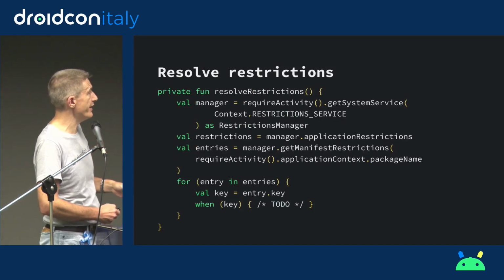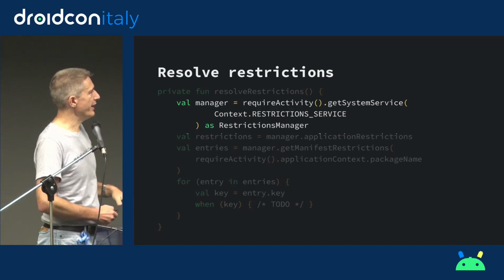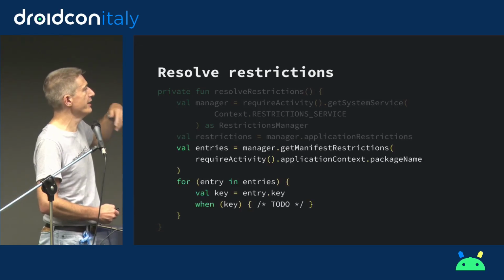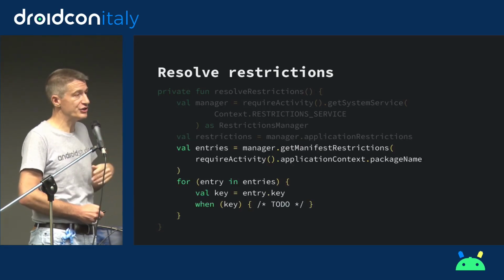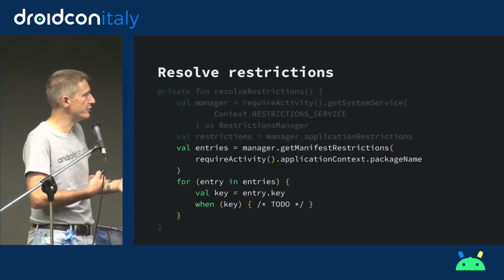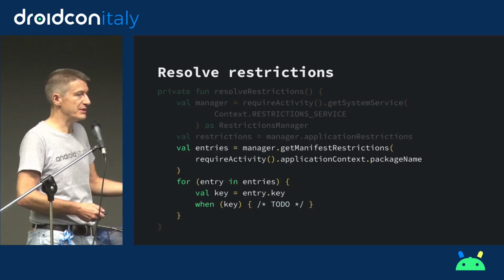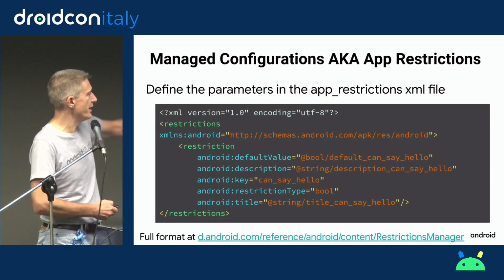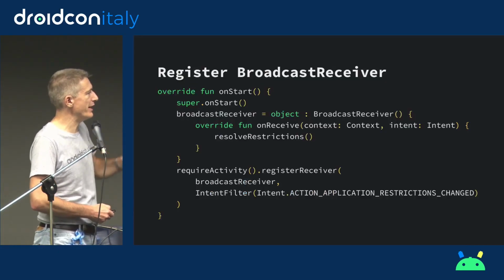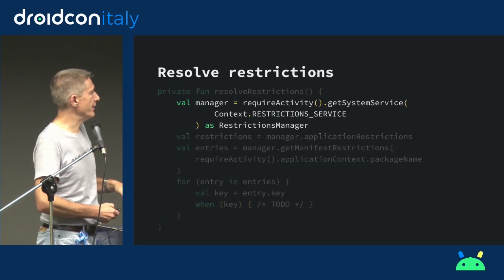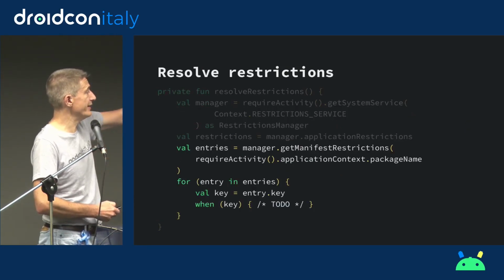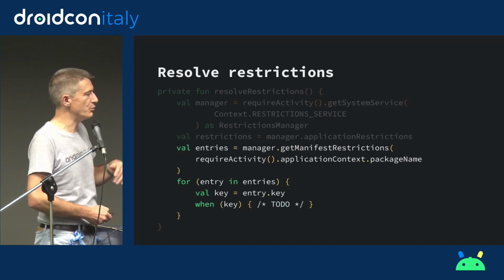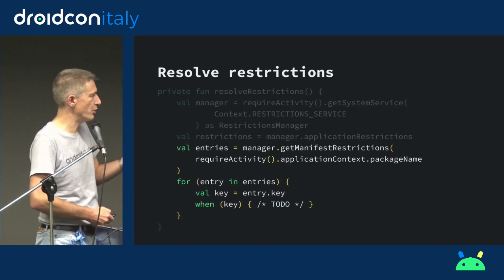You can use in this case the restriction manager and then see which restriction was updated. You can have multiple restrictions that are being updated, so you can act on that depending on the key that has been sent. And the key, as we saw at the beginning, in this case was can say hello. So I can have in my switch case the key there, can say hello, and do something depending on the value. It's a Boolean, so I can enable or disable and do something there.